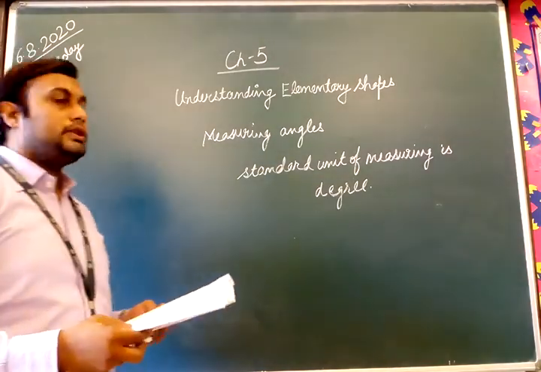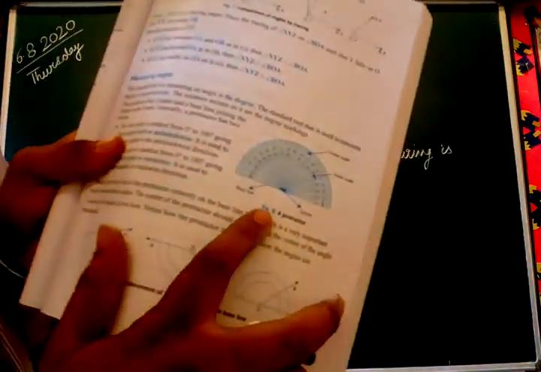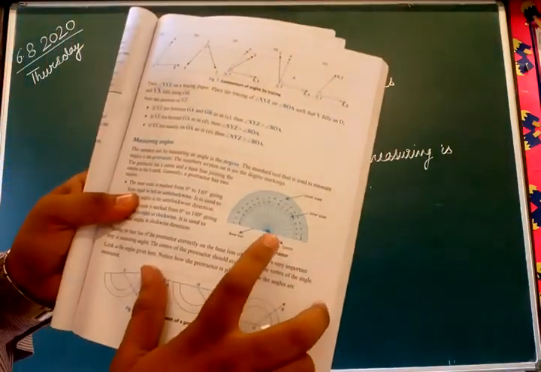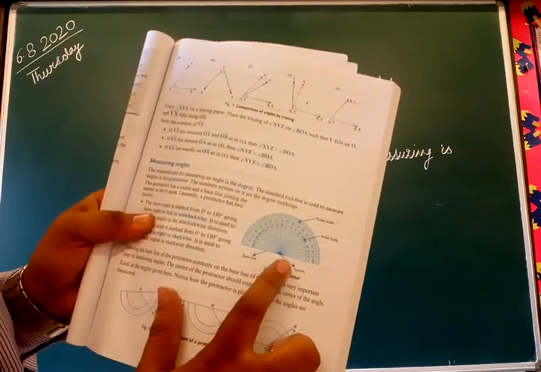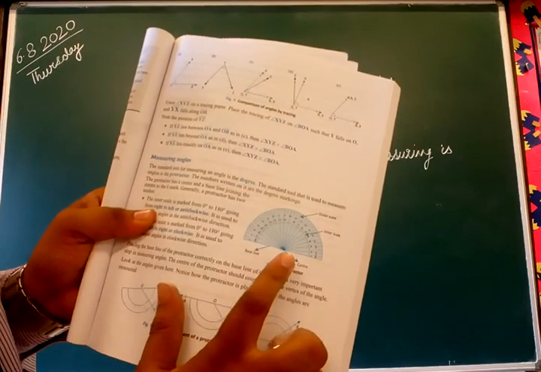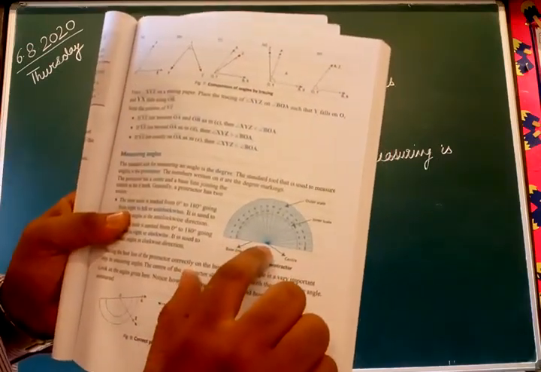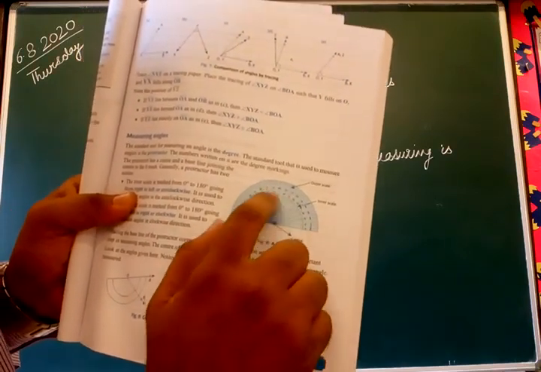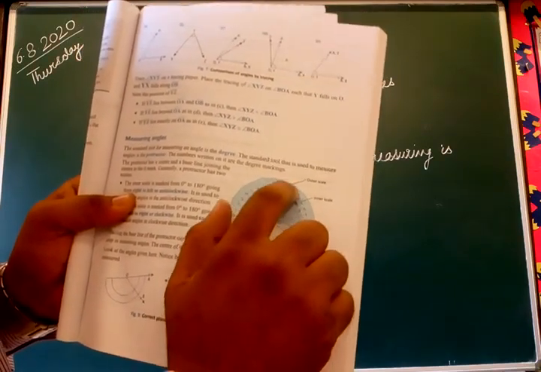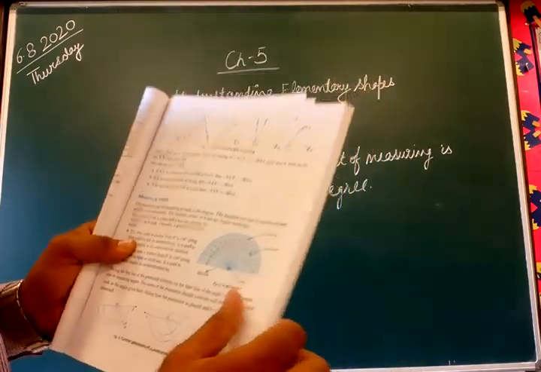the instrument which is used to measure the angle, what we call, this is the protractor. This is the protractor through which you can easily measure the angle. Now this is your baseline, this point is at the center, this is the inner scale which you have seen in this, and this is the outer scale.